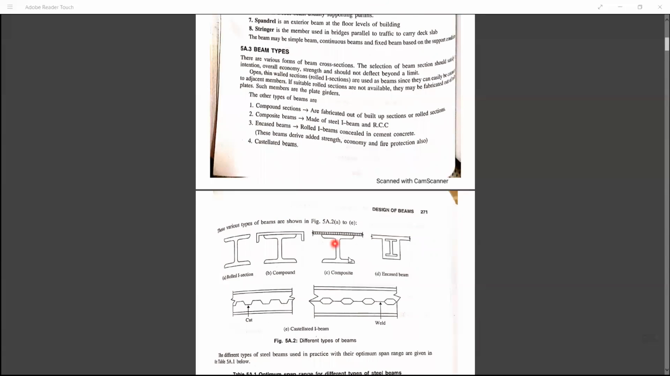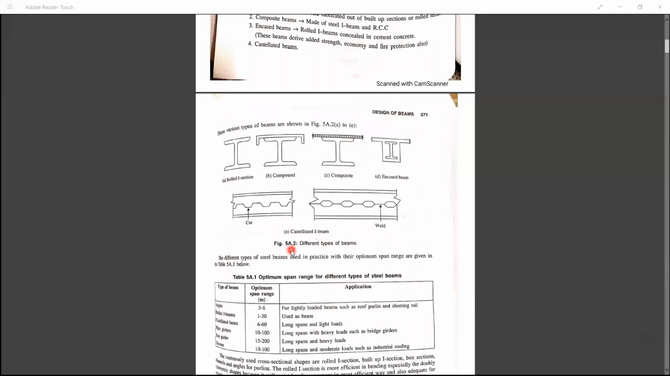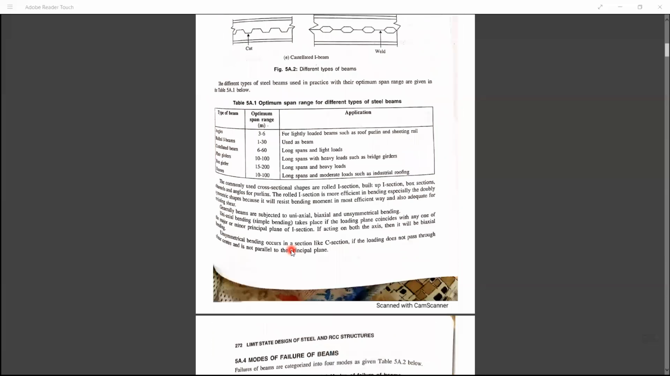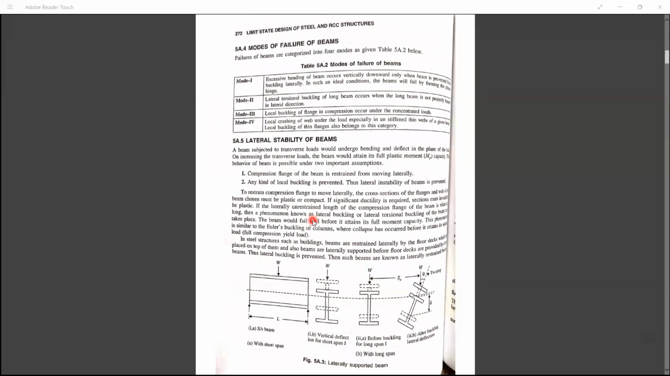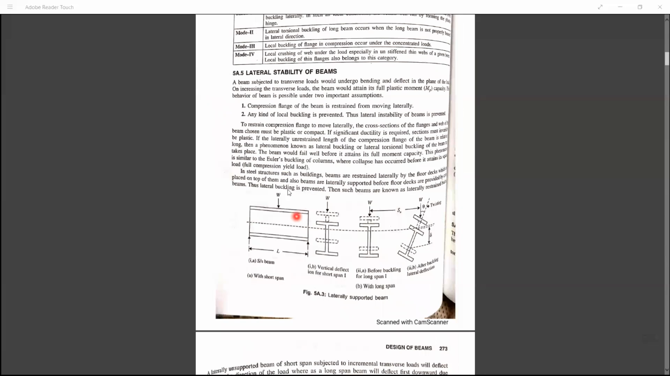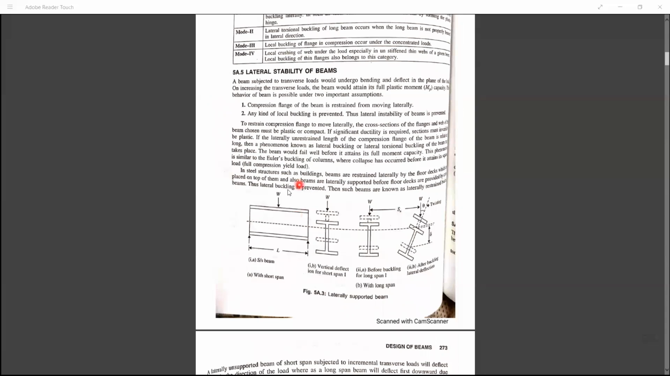So these are all beams based upon the symmetrical section, and it depends upon the rolled steel and also on the bending criteria. Some of the theory part has already been discussed here. Let us see how this loading takes place.